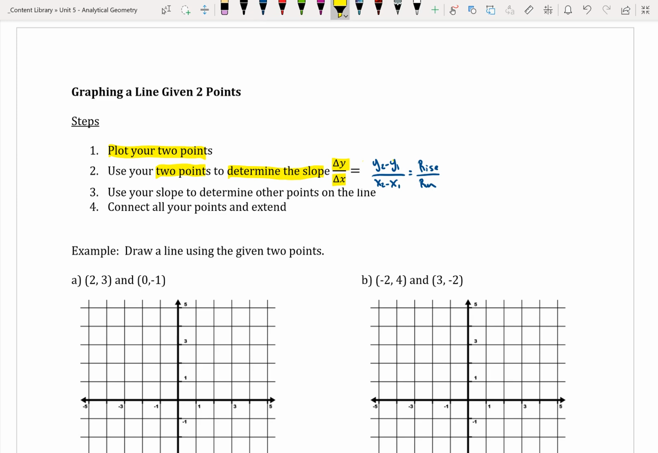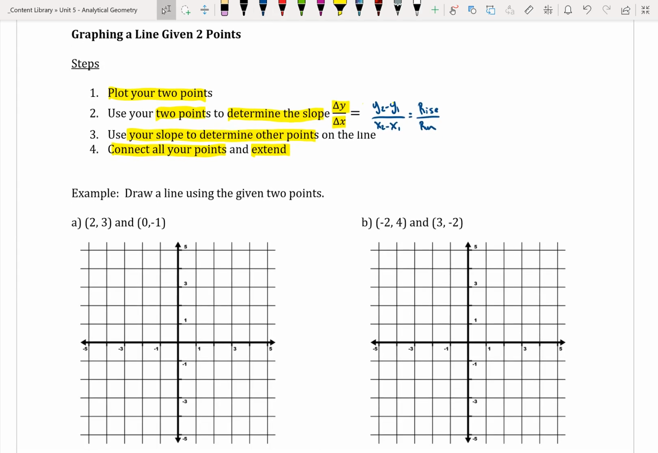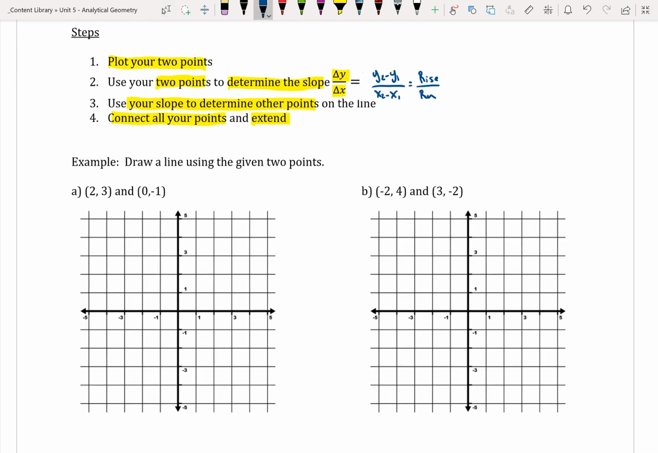So once we have our slope, we want to use our slope to determine other points on the line, and then we want to connect all our points and extend. So the only difference between this and the other example is that we want to find our slope from the 2 points. So first thing I'm going to do in my example, my points are 2, 3, and 0, -1. I want to plot these points. So 2, 3 means I go over 2, up 3. 0, -1 means I go down just -1.